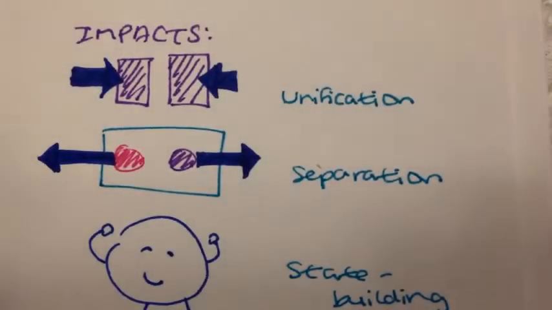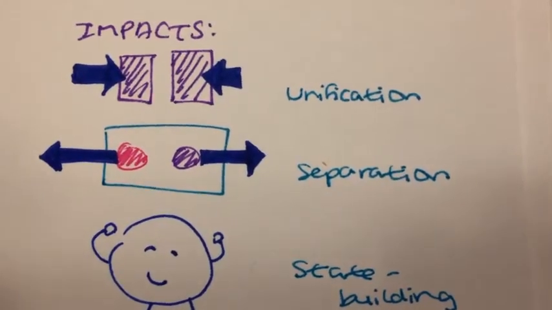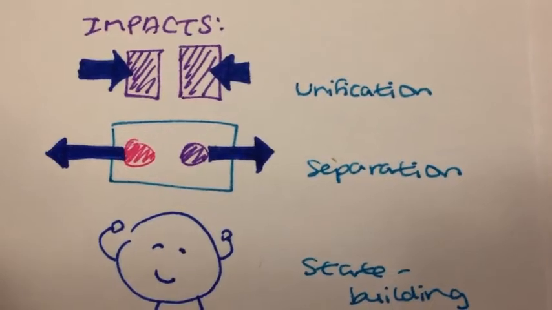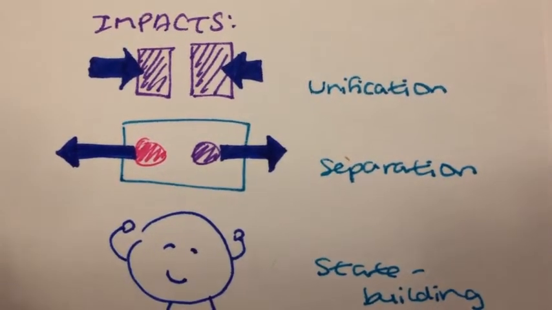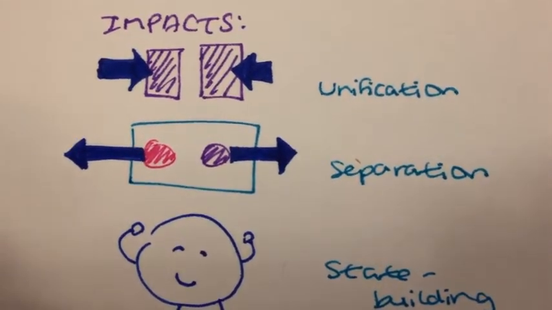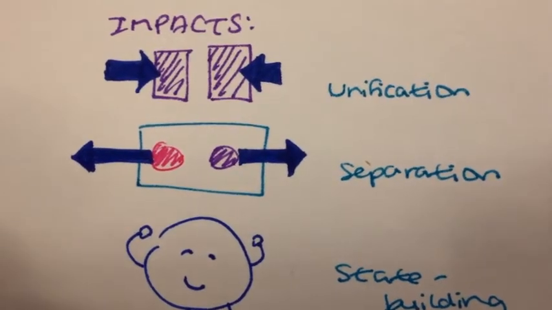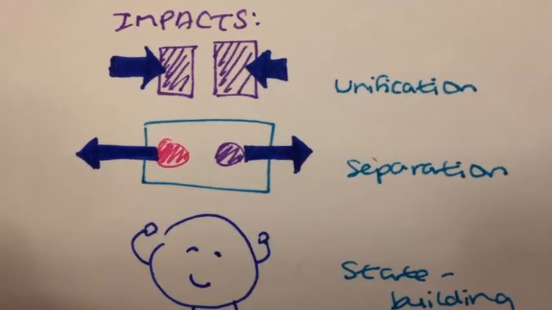So what can nationalism do? Well, there are several impacts. First is unification. This is when two different groups of people that share the same culture decide to form one single nation that covers both of them.